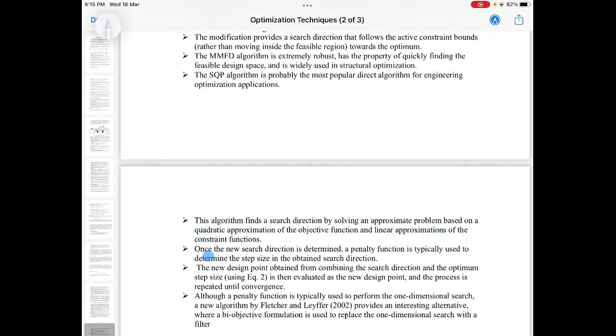Once the new search direction is determined, a penalty function is typically used to determine the step size in the obtained search direction. The new design point is obtained from combining the search direction and the optimum step size using equation number 2, as you have seen earlier. It is then evaluated as the new design point, and the process is repeated until convergence. So finally we repeat the steps until we reach convergence.